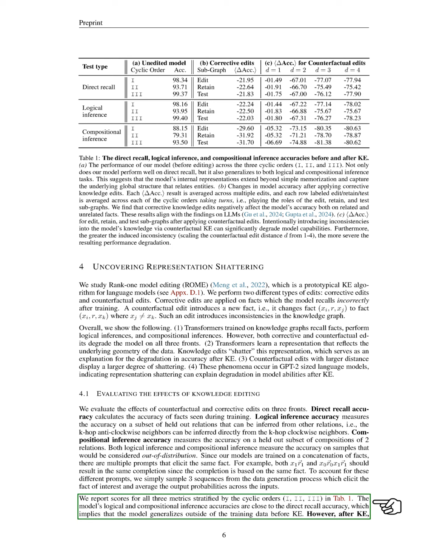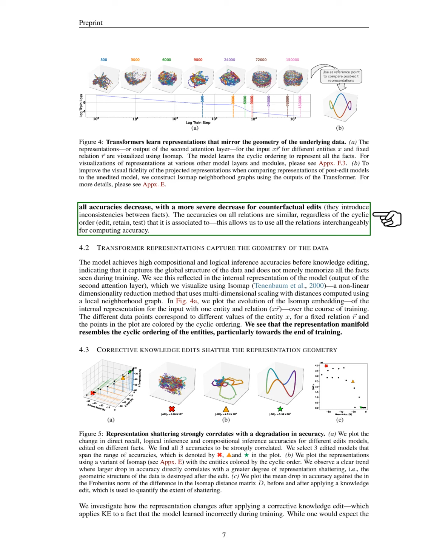Before knowledge editing, the model's logical and compositional inference accuracies are close to direct recall accuracy, indicating good generalization. However, after knowledge editing, all accuracies drop, especially for counterfactual edits, which create inconsistencies. The accuracies remain similar across all relations, regardless of their cyclic order, allowing us to interchangeably compute accuracy. We find that transformer representations effectively capture the data's geometry.